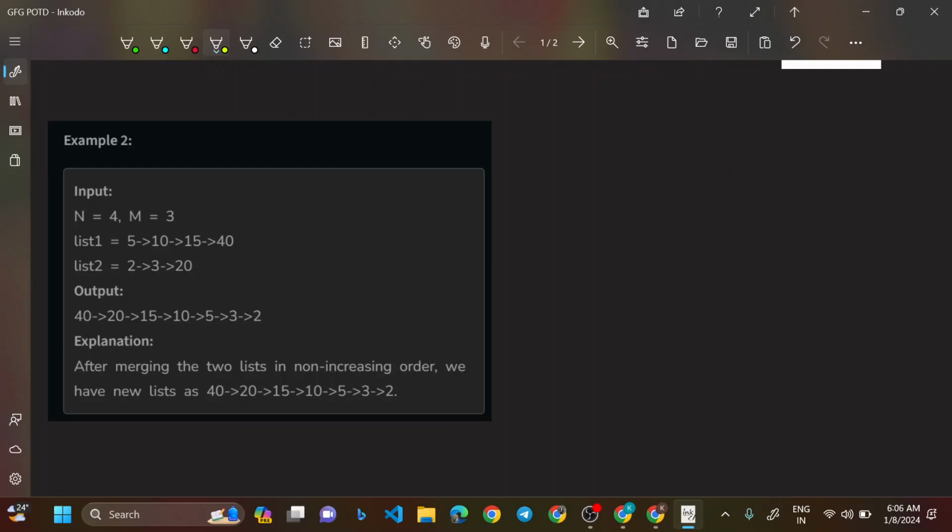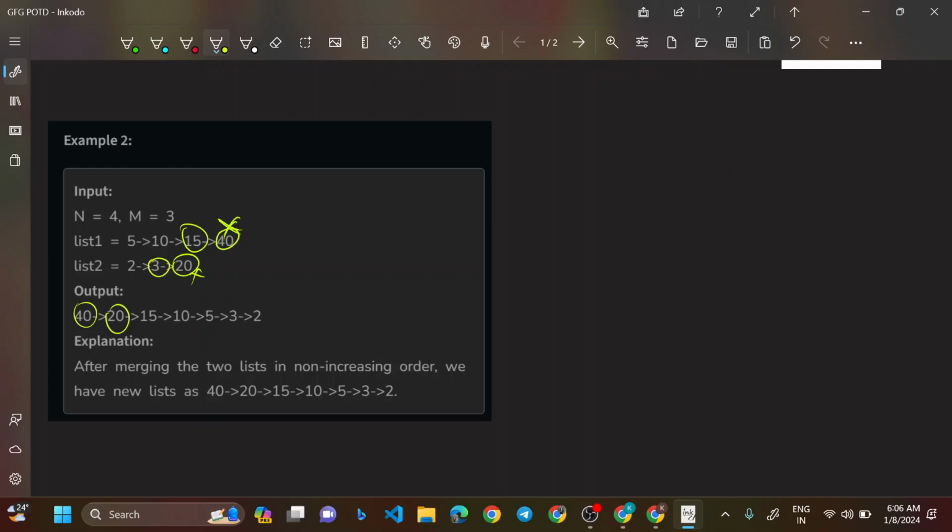Now compare the values 40 and 20. What is the maximum value? 40. So put that first, and this is out of the picture. Now come to 15 and 20, because 20 hasn't been used yet. Which is greater? 20. So put 20 here, and cut off 20. This is out of the picture.